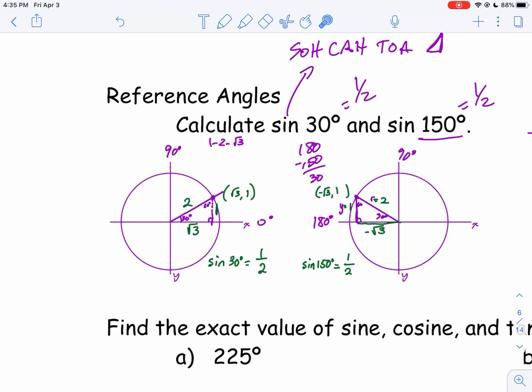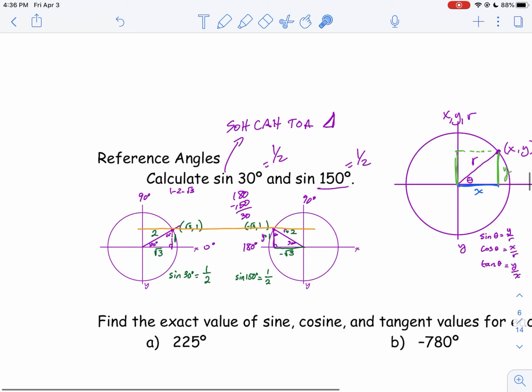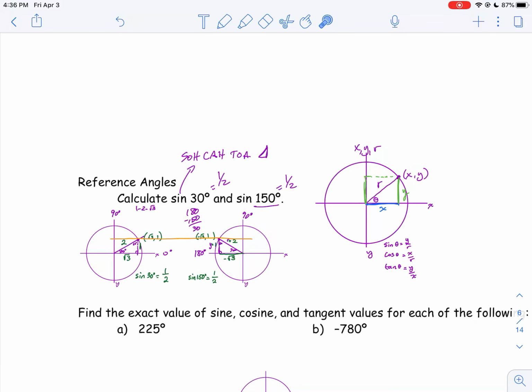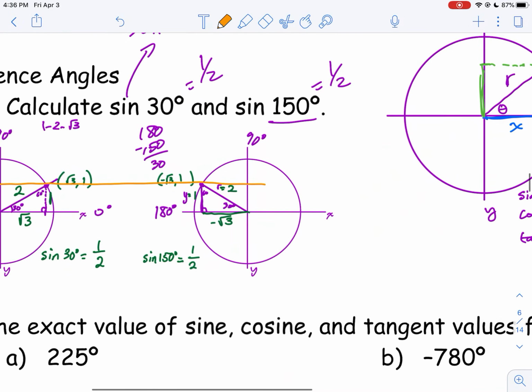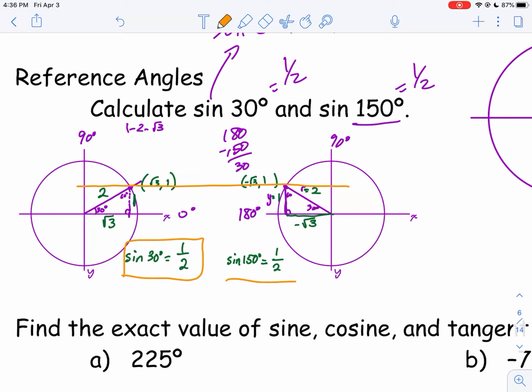All right, so let's take a look at this. You'll notice that regardless of whether it was on the 30 degrees in the first quadrant or 150 degrees in the second quadrant, the y value is still the same, and so the sine is the same. So I know there's a lot there, and I explained a lot in there, but this is why we get the same ratios for sine of 30 and sine of 150.